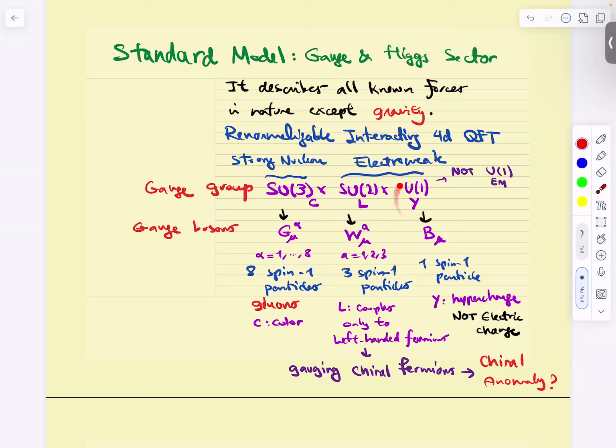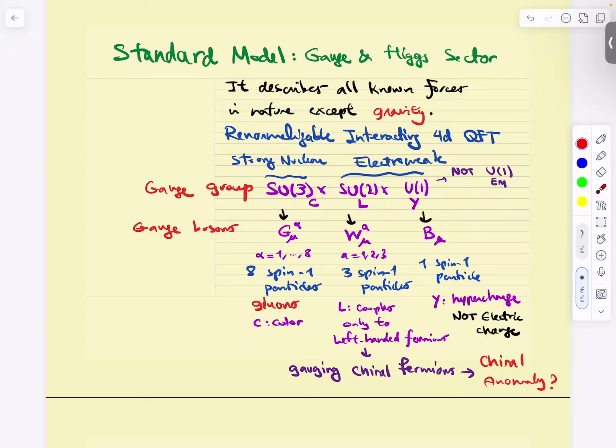People put this Y to remind you that this is not the U(1) of electromagnetism. This is the gauge group you start with. These two together are called electroweak. They describe electromagnetism plus the weak force. And then this is the strong nuclear force. Of course, gravity is not in the picture. So this is SU(3) gauge theory. The gauge bosons are gluons, right?